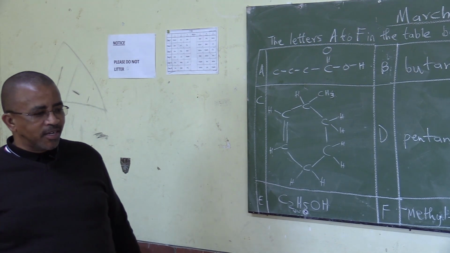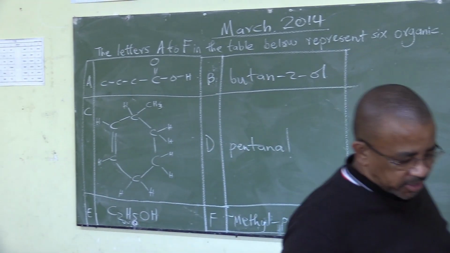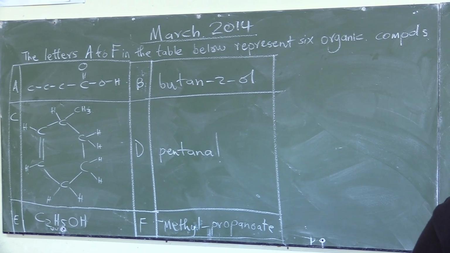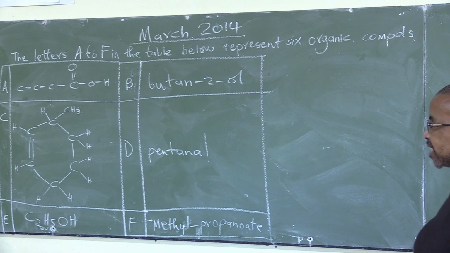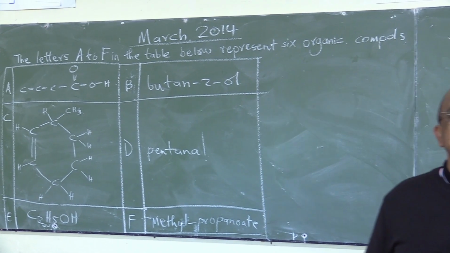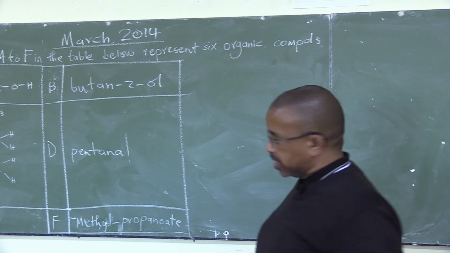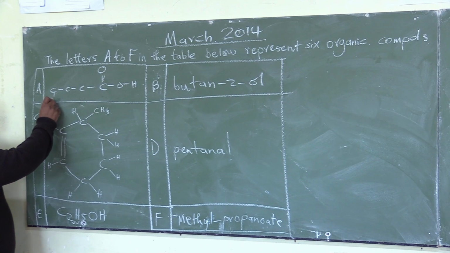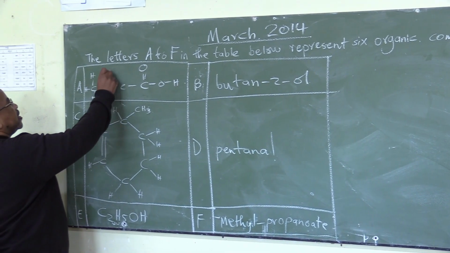So we will start with that question, the question on organic compounds. Question number 1: write down the letter that represents a compound. You just write down a letter. But when you look here, they have forgotten to include hydrogen in the structural formula.